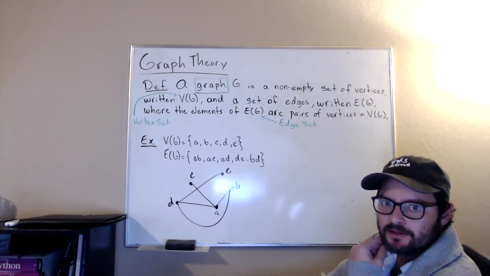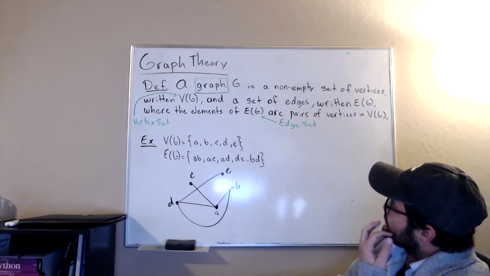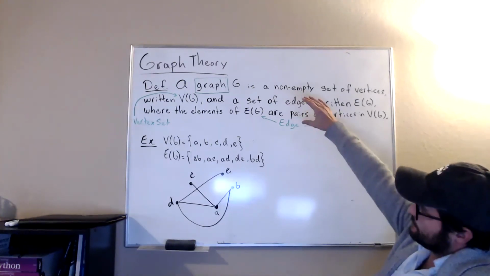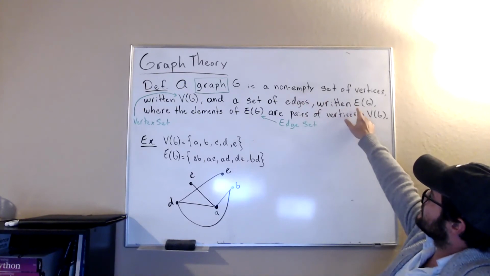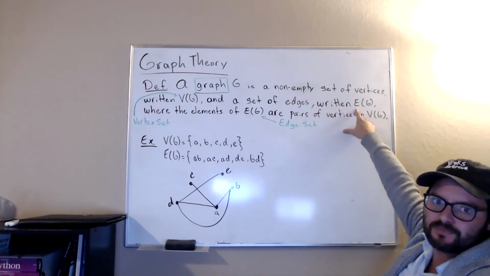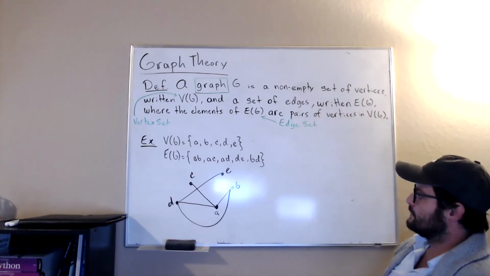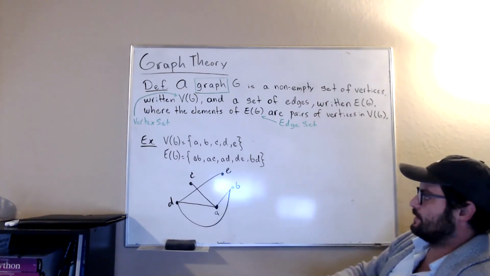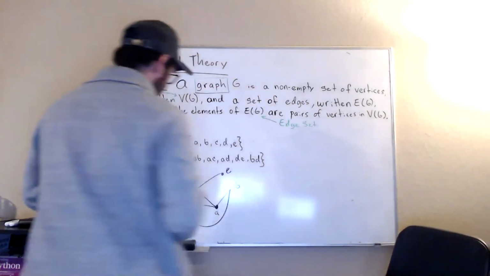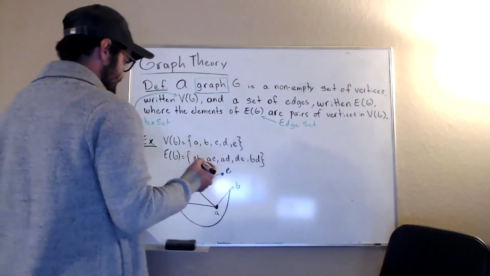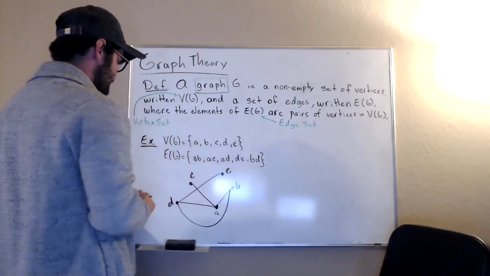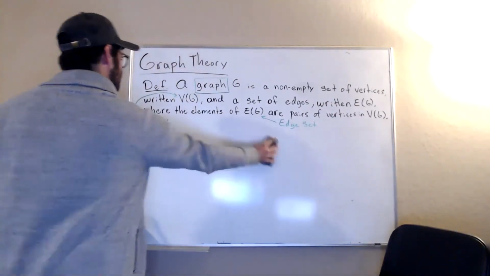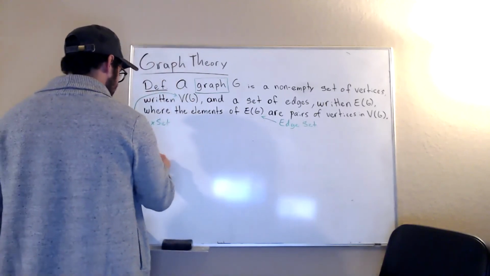Now, there are different types of graphs. This is the general definition of a graph, but when you make specific requirements on the elements of the edge set, then you get certain types of graphs. So here, this is called a simple graph. The best way to illustrate this, I guess, would be with a picture. This is where I wish I had a larger board.